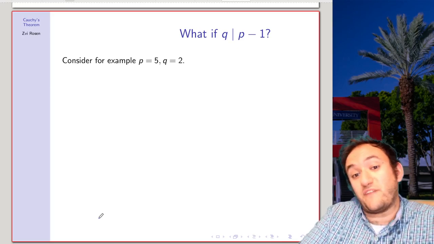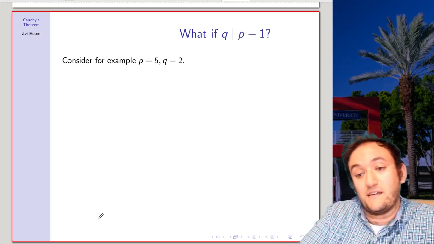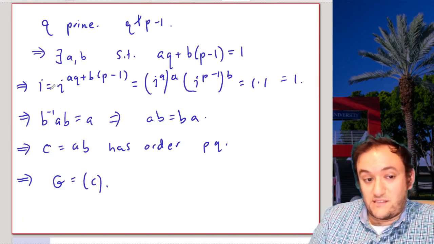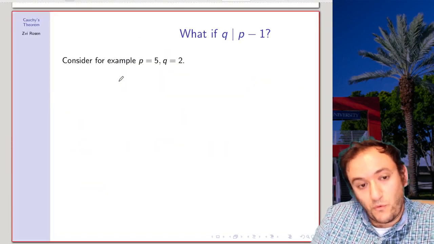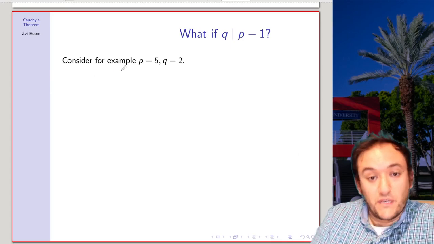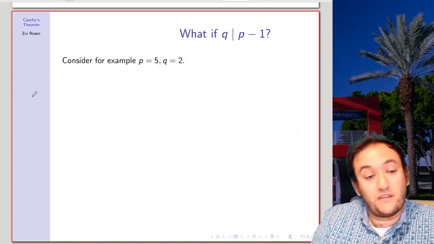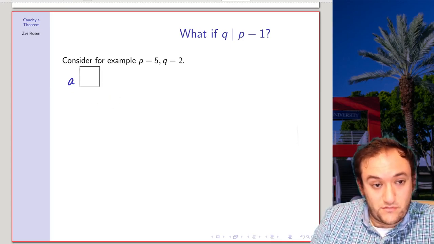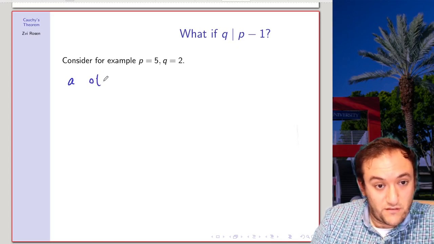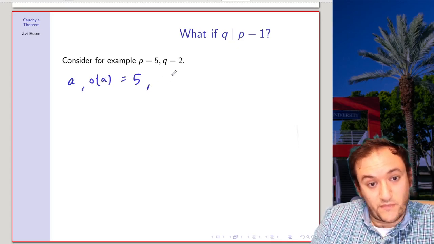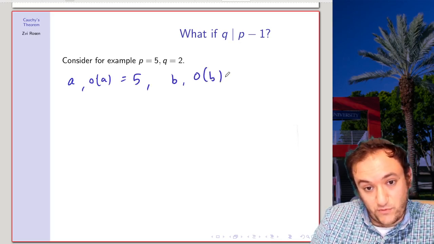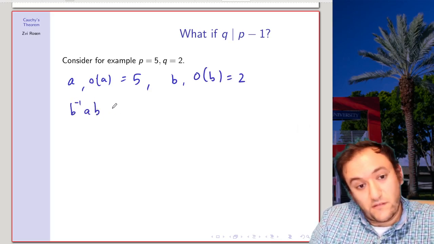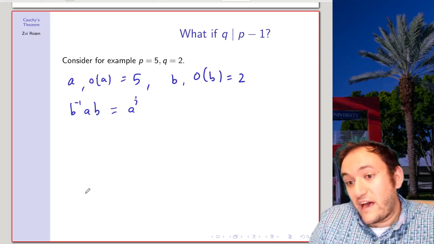What happens if Q does divide P minus 1? That was something we stated as a condition here. Q can't divide P minus 1, and that's what allowed us to deduce that I was equal to 1. Well, consider, for example, P equals 5, Q equals 2. In this case, 2 does divide 5 minus 1. So let's take an element A of order 5, and B such that the order of B is equal to 2. We're going to conjugate A and see what values of I are valid here.